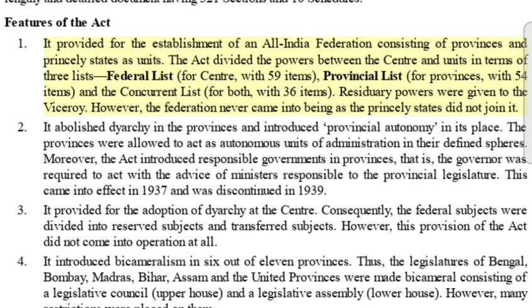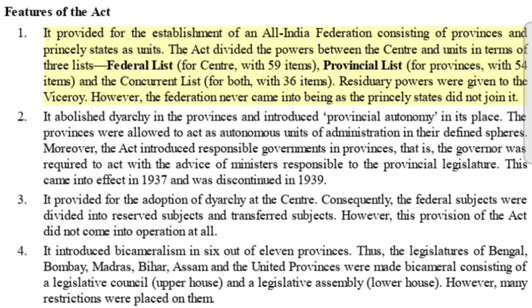1. It provided for the establishment of an All India Federation consisting of provinces and princely states as units. The Act divided the powers between the centre and units in terms of 3 lists: Federal List for centre, with 59 items, Provincial List for provinces, with 54 items, and the Concurrent List for both, with 36 items. Residuary powers were given to the Viceroy. However, the federation never came into being as the princely states did not join it.